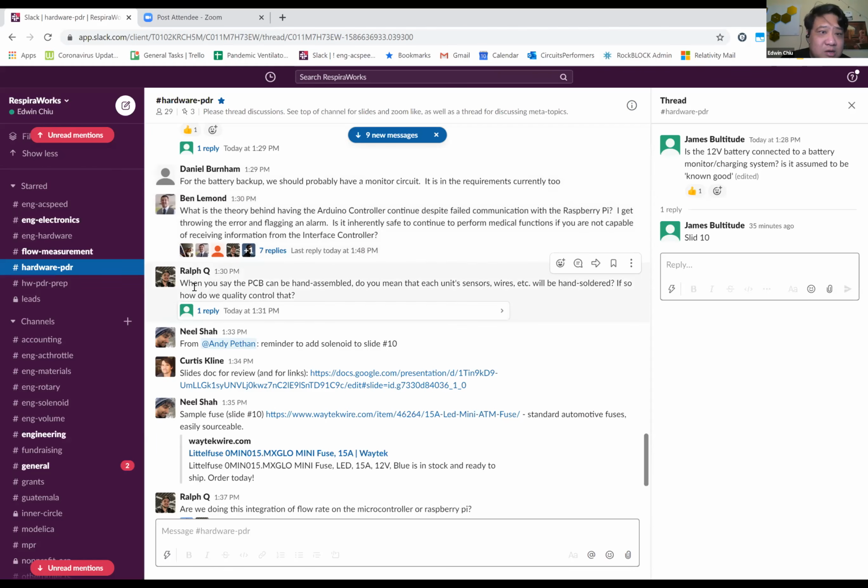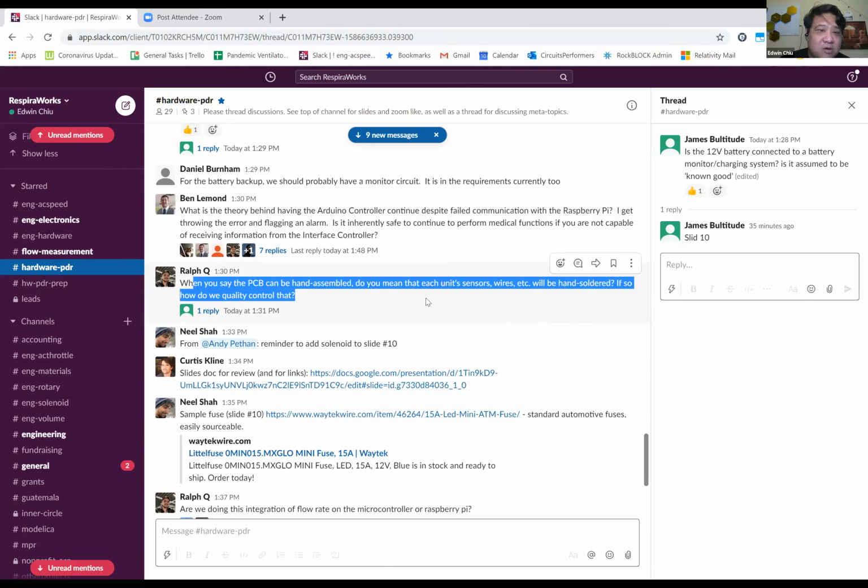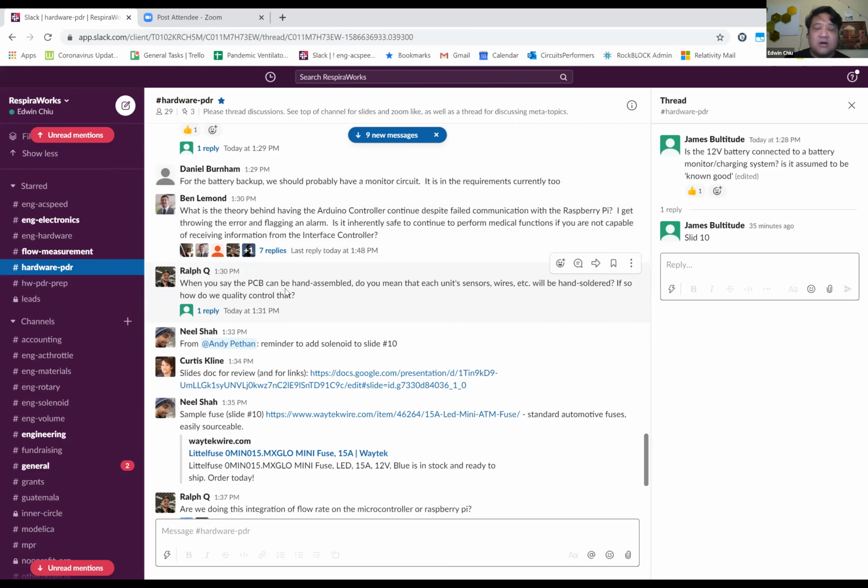Ralph asks, when you say the PCB is hand assembled, do you mean that each unit's sensors, wire, etc. will be hand soldered? If so, how do we want to quality control that? That is a good question. We should use regular visual assembly quality procedures.